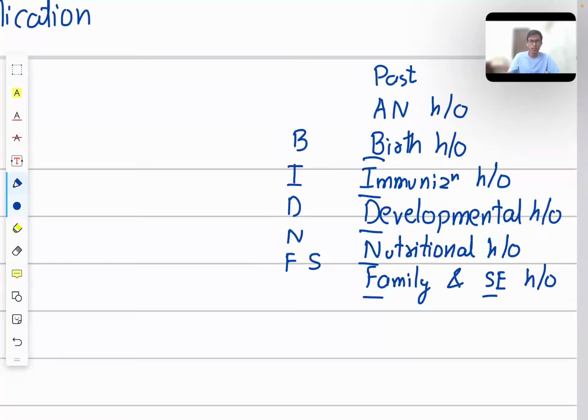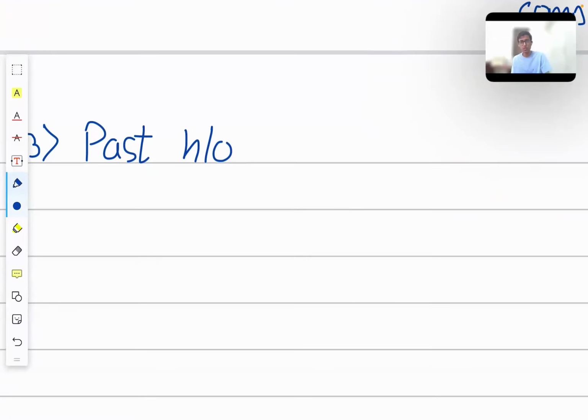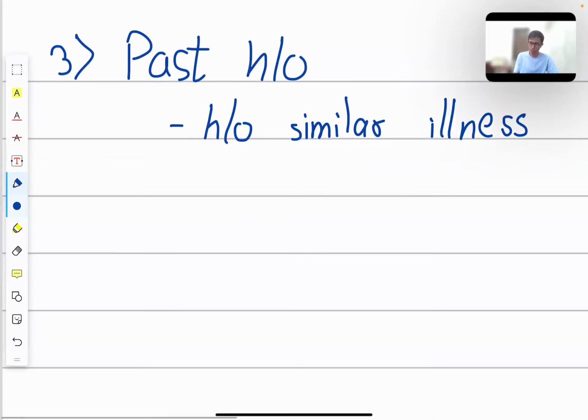So let us start with our past history. Unlike medicine and surgery cases, please do not mention that there is no history of diabetes and hypertension in a pediatrics case. What to mention in past history? Whether there is history of any similar illness in the past. More so relevant in cardiac cases. In cardiovascular diseases, there are certain cases where we have recurrent respiratory tract infections. We will cover this again when we do CVS cases.